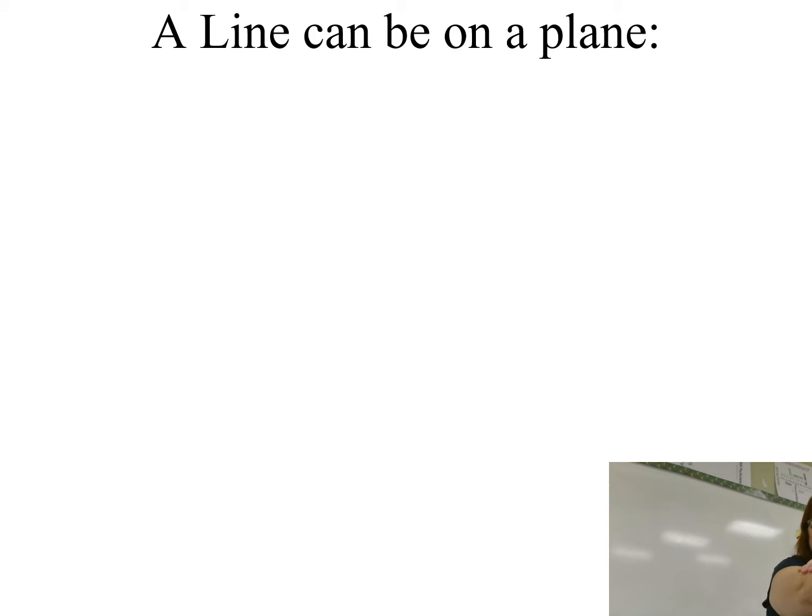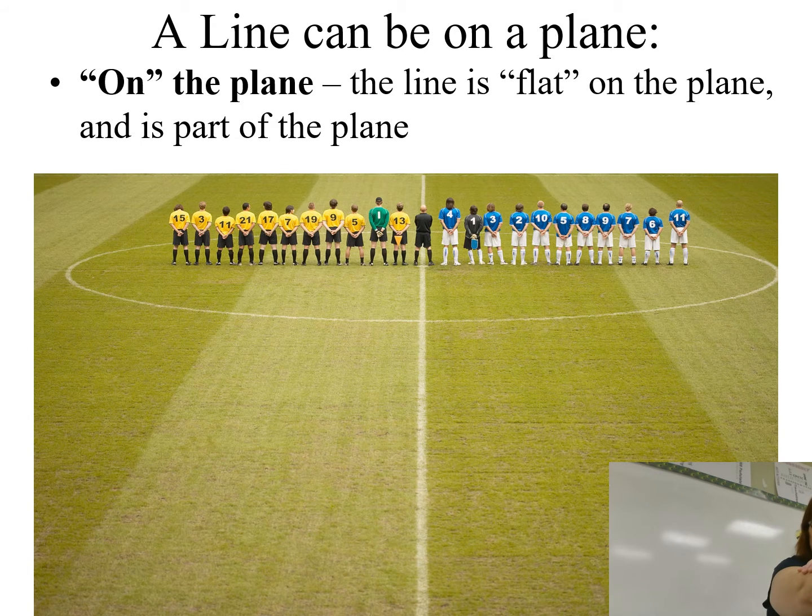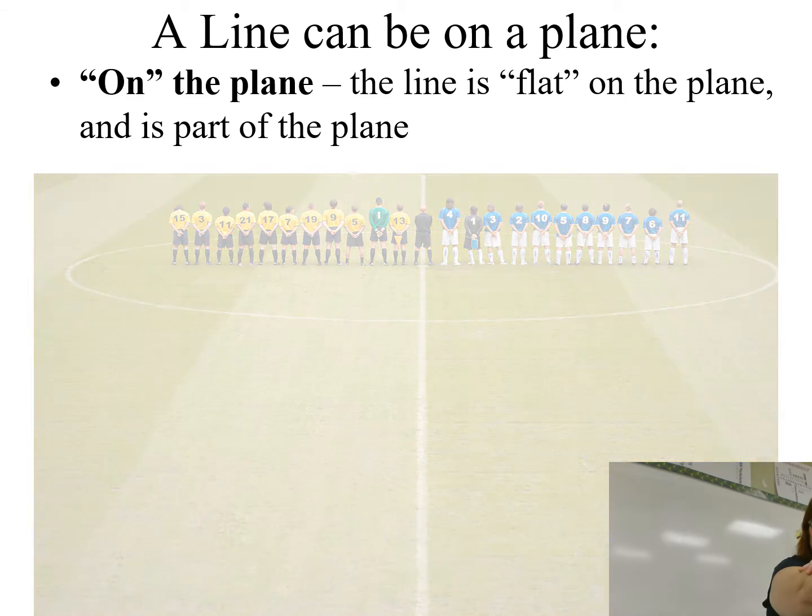Alright, lines can be on a plane. See the soccer guys on the plane, they are on the field, they are lined up. That's a line on the plane. It's flat on it. Okay?